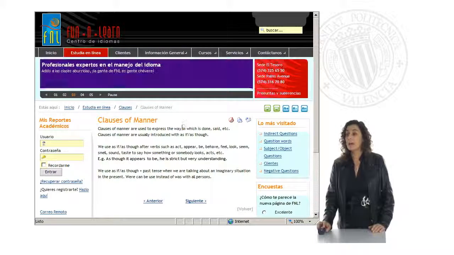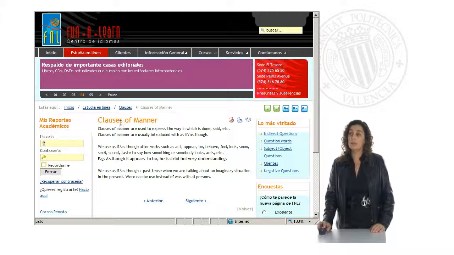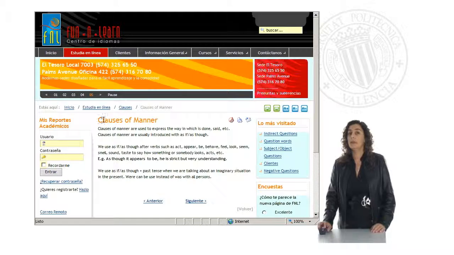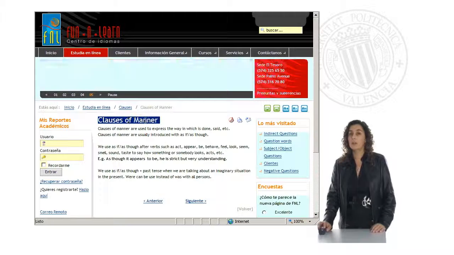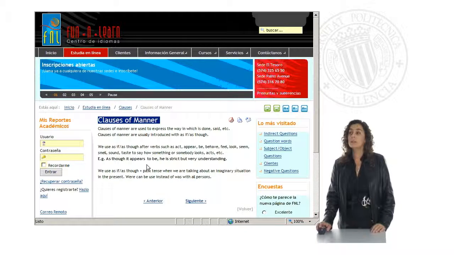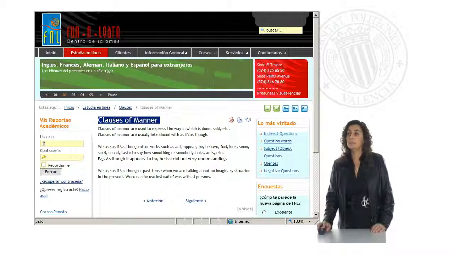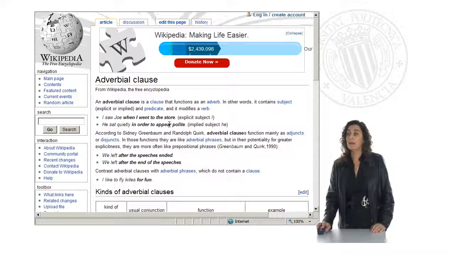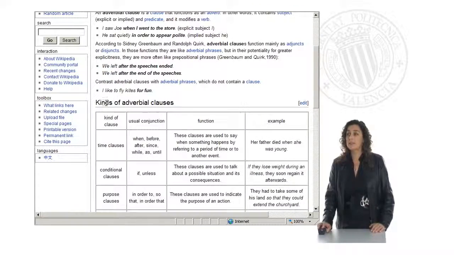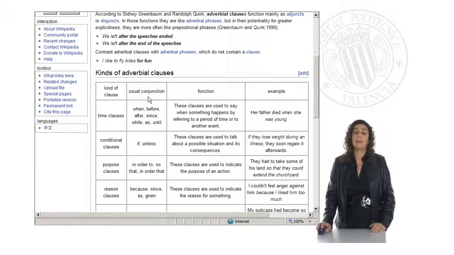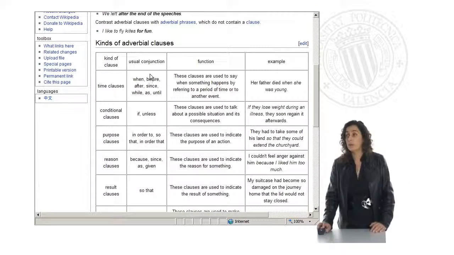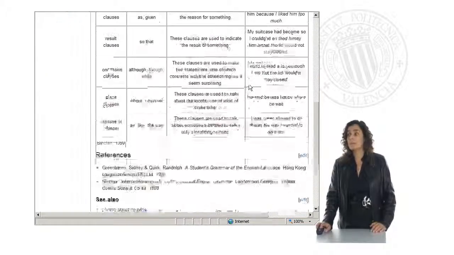Again, on this website, you can see an explanation. This website is more centered on explaining the conjunctions and all. But the other one, which I suppose is quite familiar to you, is more widely explained. All these adverbial clauses are more widely explained. You can see the kinds of adverbial clauses, again, like a kind of summary. We use the conjunction, the function, examples.